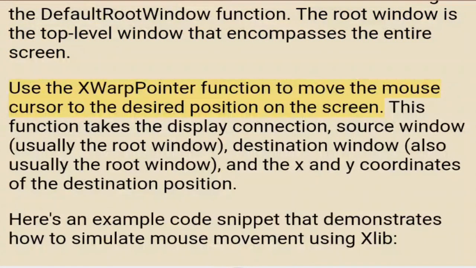Use the XWarpPointer function to move the mouse cursor to the desired position on the screen. This function takes the display connection, source window, usually the root window, destination window, also usually the root window, and the X and Y coordinates of the destination position.